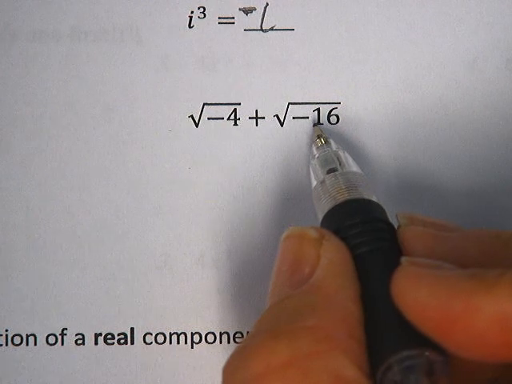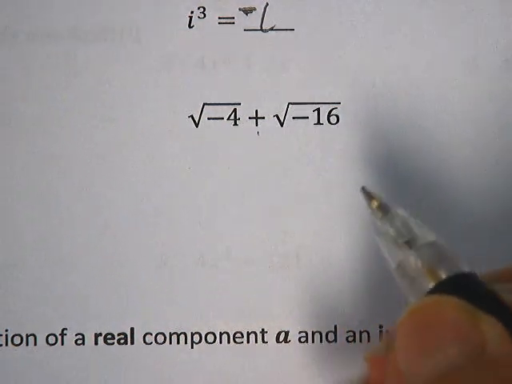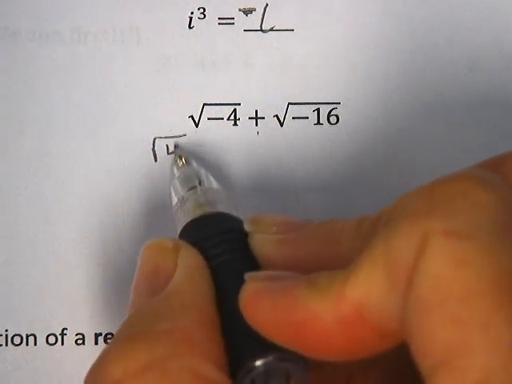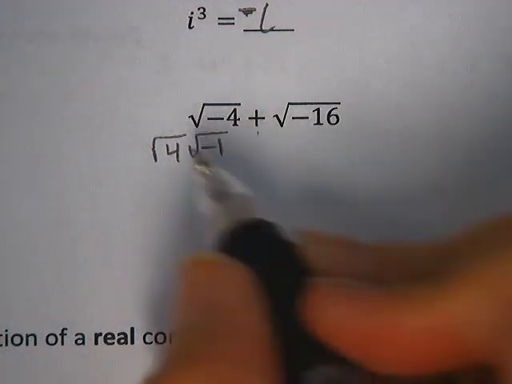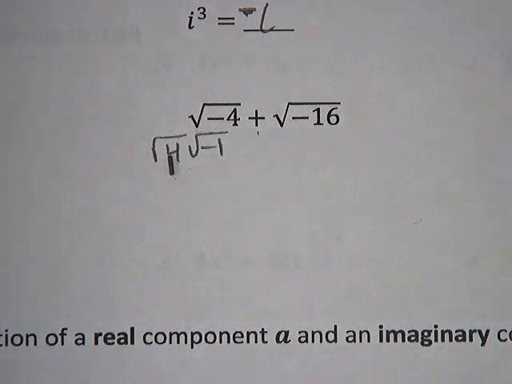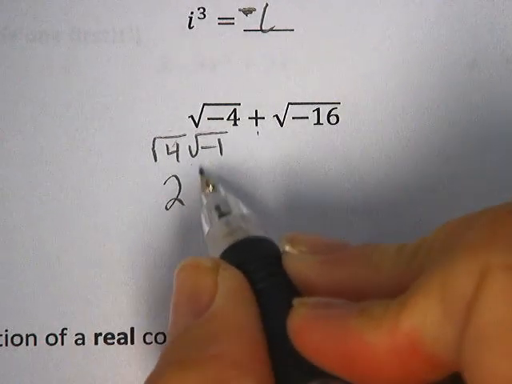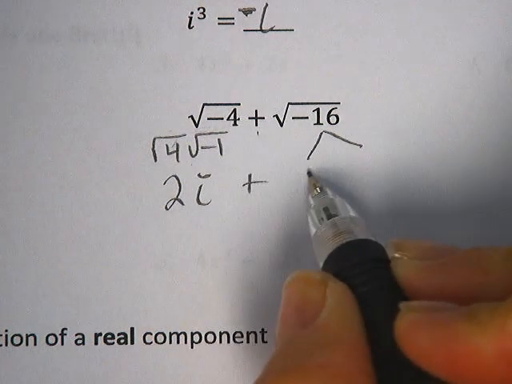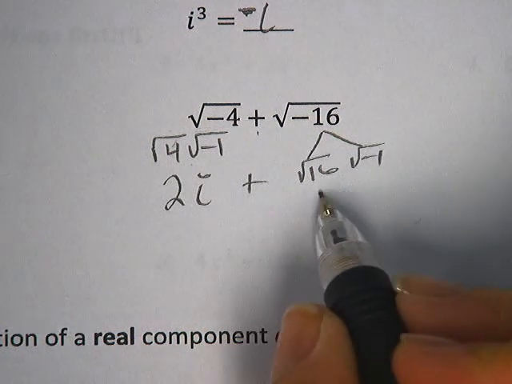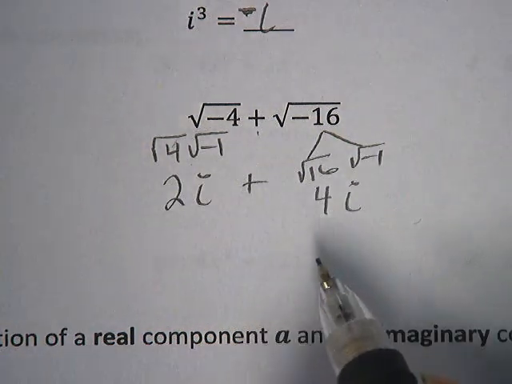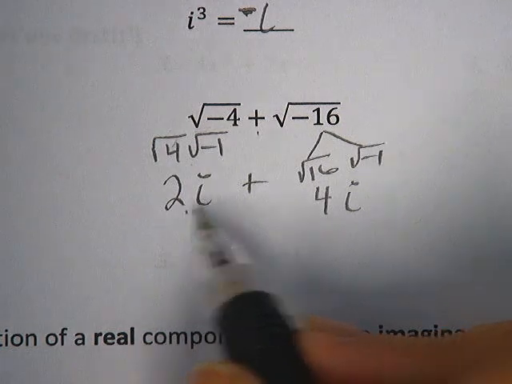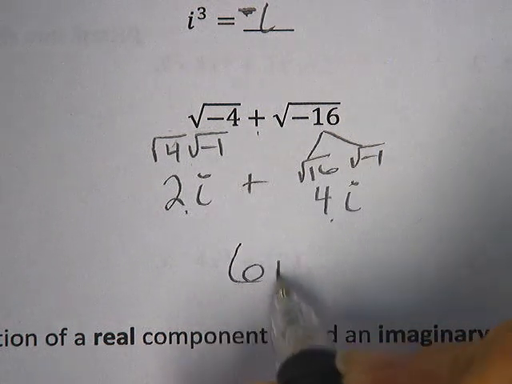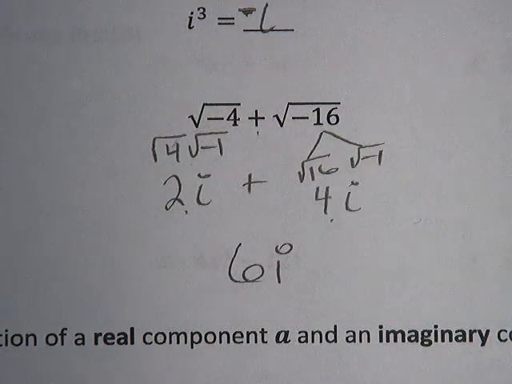Here we've got 2 different square roots and we want to add them together. Before we can do this, we have to simplify both. So the square root of -4 we break into the square root of 4 multiplied by the square root of -1. So square root of 4 is 2, square root of -1 is i, and we do the same thing with the 16. So square root of 16 times the square root of -1 equals 4i. So 2i plus 4i, we treat the i's kind of like we do with our x's. 2i plus 4i is 6i. And that's our answer.